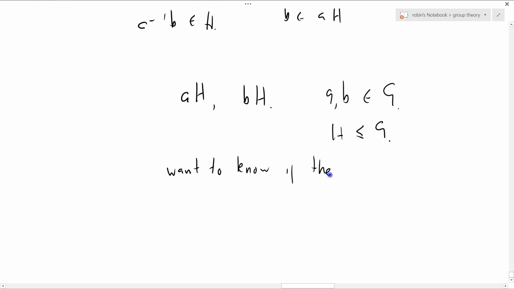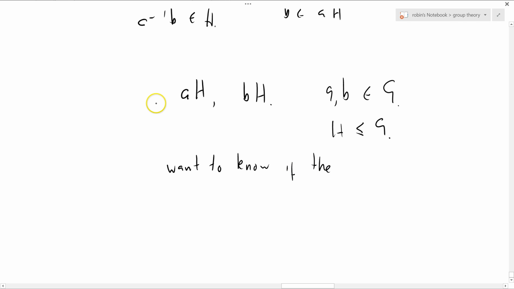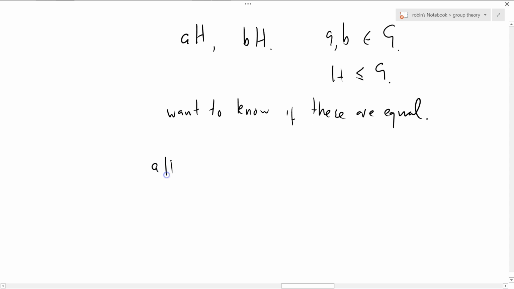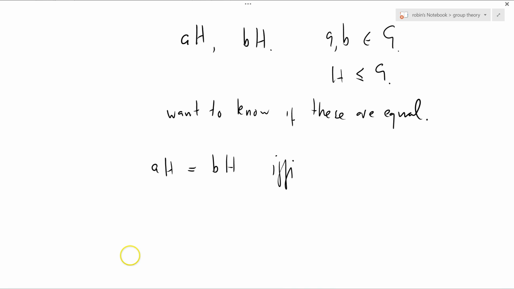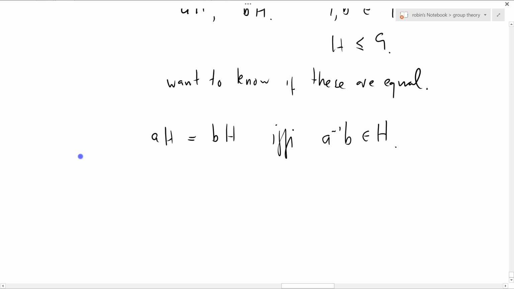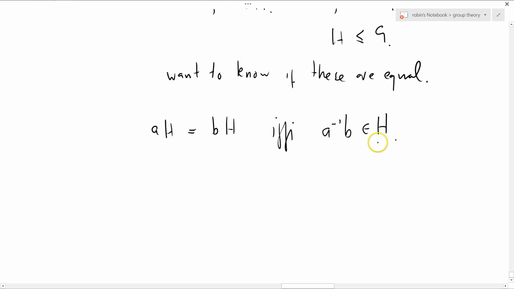You'll recall from the last screencast that two cosets are either equal or disjoint. Well, the condition is aH as a set equals bH as a set if and only if a^-1 b is a member of H. So if a^-1 b is a member of H, then aH equals bH, and if this is not the case, then these two are disjoint.